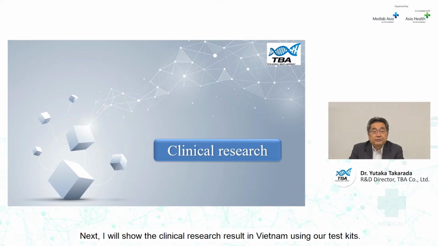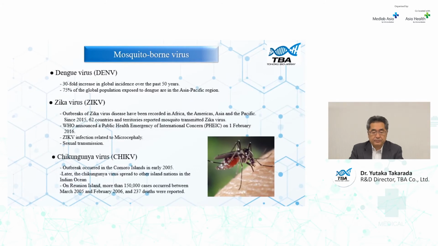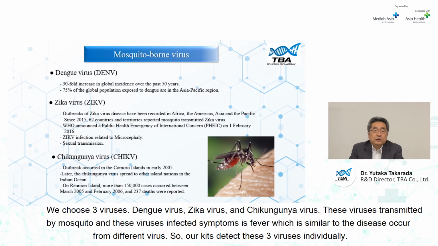Next, I will show clinical research result in Vietnam using our test kit. We choose 3 viruses, shows dengue virus, Zika virus, chikungunya virus. These viruses transmitted by mosquito, and these virus infected symptom is fever. Similar fever disease occurred from different virus. So our kit detect these 3 virus individually.